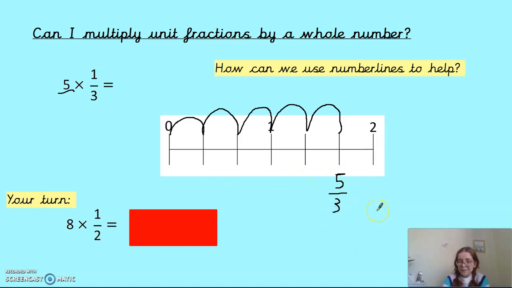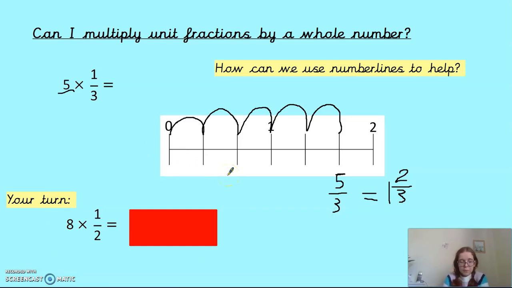And can we simplify that down? No, we can't, but what we can do is change it into a mixed number. What mixed number would that be? Well, I've got one whole group of 3, and I've got 2 parts left over. So it'd be 1 and 2/3. There we go. Okay, your turn.